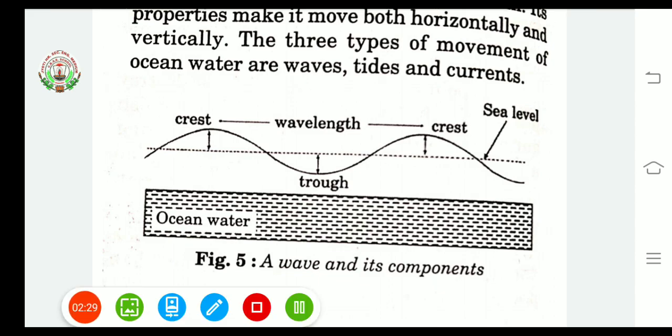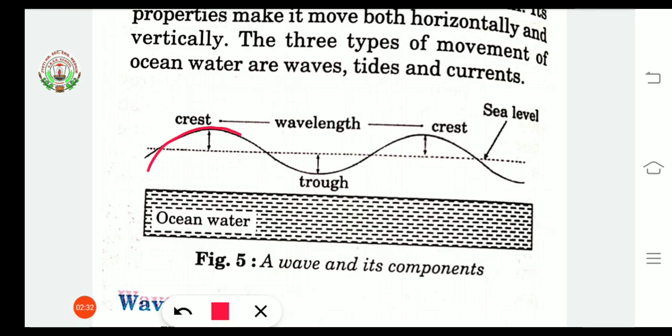Here you can see this is the highest part of the wave. This is called crest. Second is trough. The lowest part of the wave is called trough. This one. Okay. And the third component of this wave is wavelength. So the distance from crest to crest or from trough to trough is called the length of wave or wavelength. So if you see from crest to crest, this is called wavelength.